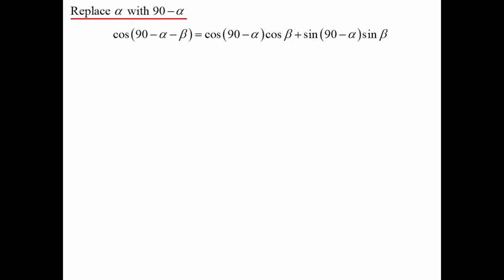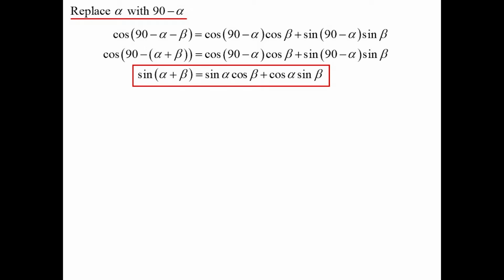Now, this time we're going to replace alpha with 90 minus alpha. So I get cos of 90 minus alpha minus beta is, well, cos, cos, sine, sine. If it's not the sine, it's not the sine. But cosine of 90 minus alpha and sine of 90 minus alpha, I can simplify those down because we know they're complementary ratios.